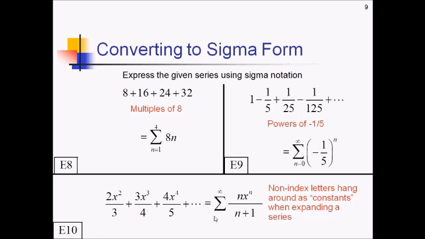Now the next piece of this is our lower limit of summation. What should we start with for our n value? Well, we need to have a 2 in order to get the 2x squared over 3. So we'll let n equals 2 be our lower limit of summation. That's it for this one.